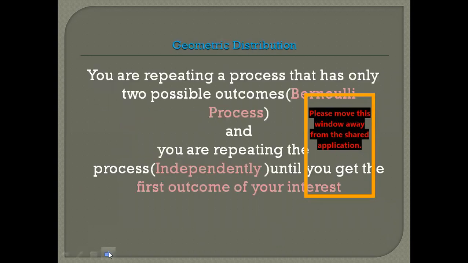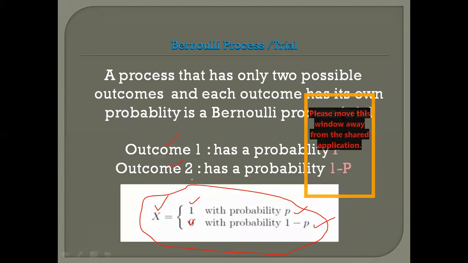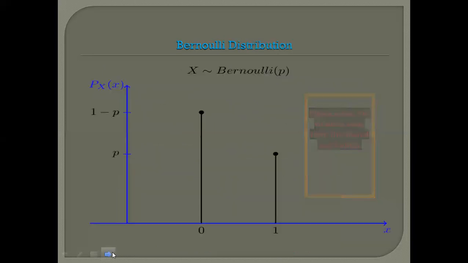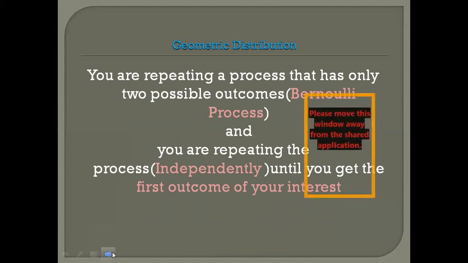Now, another distribution based on Bernoulli is called the geometric distribution. Just keep track of what we are doing. We have understood the Bernoulli process. Bernoulli is a process where a maximum of two outcomes are possible, each having its own probability. Now, we have another kind of Bernoulli distribution, that's called the geometric distribution, which you may have heard about. I've kept it very simple. You're repeating a process that has only two possible outcomes, meaning you're repeating a Bernoulli process.